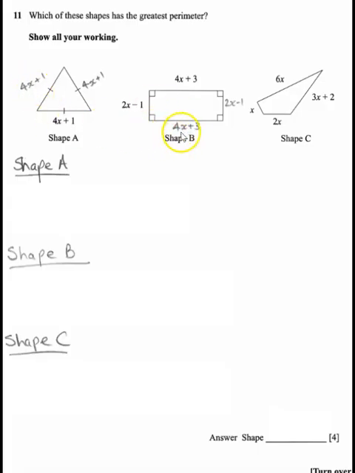Shape B is a rectangle, so you know that 4x plus 3 and 2x minus 1 are the sides. So just filling in these things here on your rectangle. So what has the greatest perimeter?